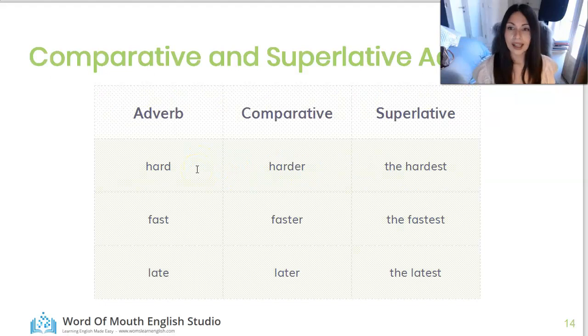Now, another table of adverbs suggests how to use this er and est ending for comparatives and superlatives respectively. Hard becomes harder, the hardest. Fast becomes faster, the fastest. Late becomes later, the latest.